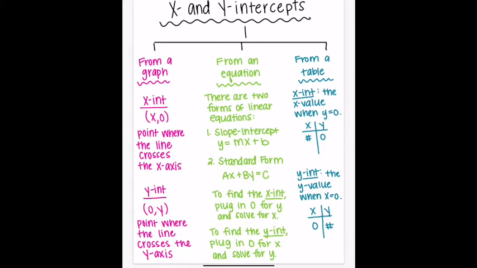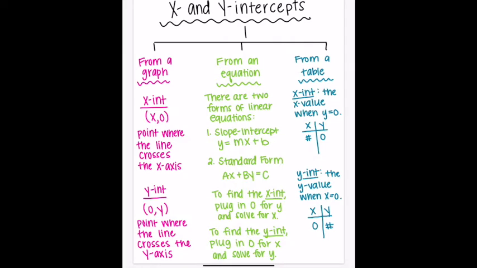These notes here are just to help you as we go through the process of finding x and y intercepts on a graph. So it's important to know that for x-intercepts, that's the point where the line crosses the x-axis. So the point on the graph is always going to be an x value with a y value of 0. Then for the y-intercept, that's the point where the line crosses the y-axis. So the point will always have 0 for the x value and a y value will be a number.